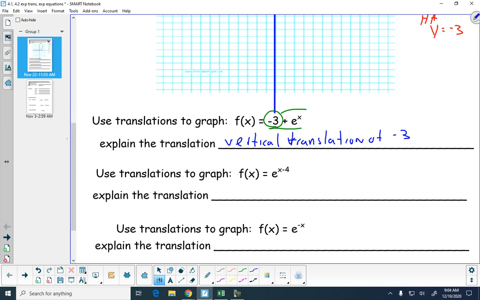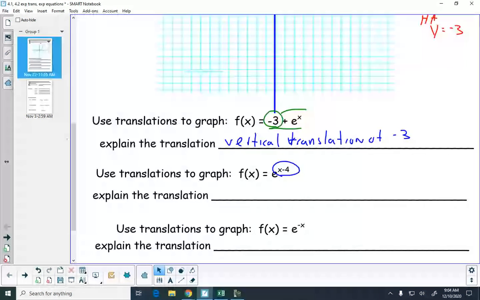When we have e to the x minus 4, if you type that into your calculator, what type of translation do you have with that one? Good, type it into your calculator. What happens with our graph of e to the x?